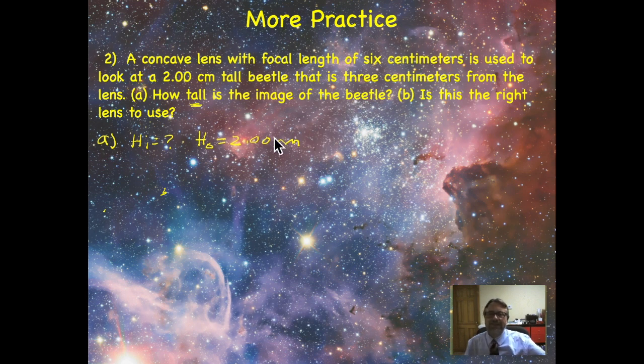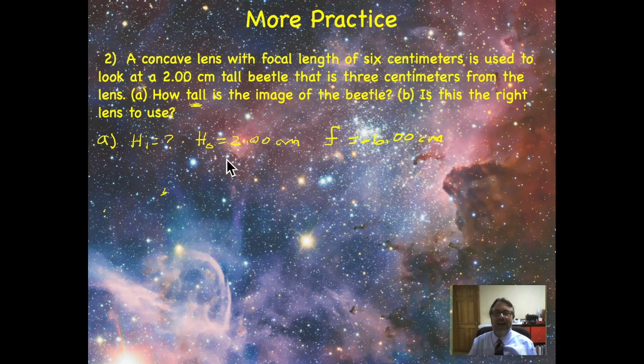All right, well, what else do they tell me here? The focal length is 6 centimeters. Now, this is where the problem is tricky. This is a concave lens. So my focal point is 6 centimeters. But it's a concave lens, a diverging lens. I have to notice that because this focal length needs to be negative. If I use a positive 6 with this problem, the math will work out incorrectly, and my answer will be wrong.